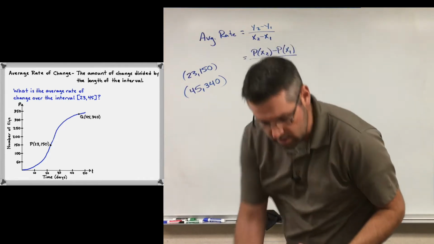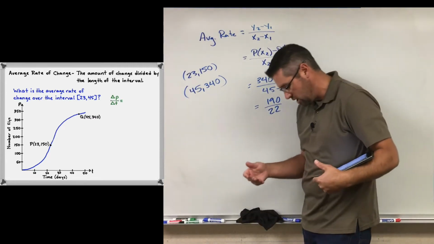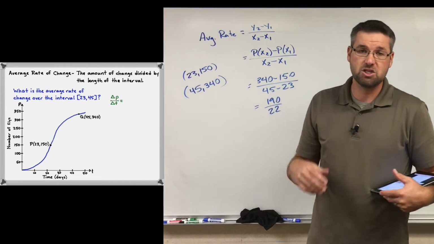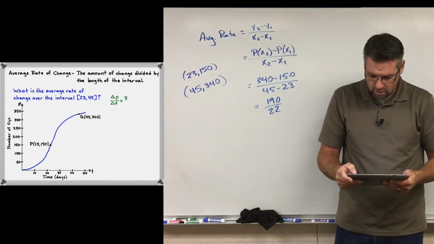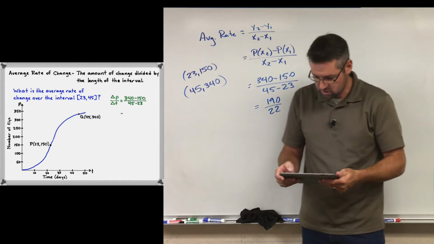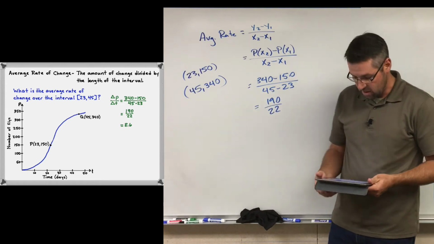Now let's talk about the context a little bit. The change in P over the change in T, the change in the number of flies over the change in time. Calculating that out, like I said before, we're just finding the slope. That's easy enough. We get 190 over 22, and that simplifies to 8.6.